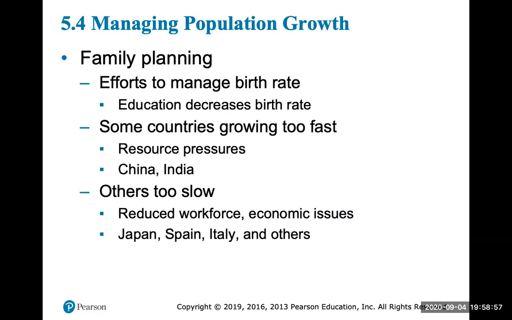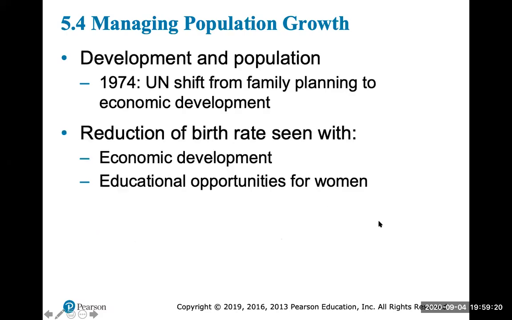Family planning is an effort to manage the birth rate by educating women and men about family planning methods. Some countries are growing too fast, where there are resource pressures, like China and India, and others are growing too slow, such as Japan, Spain, Italy, and others. They don't have enough people to work in their factories or in other parts of their economy.